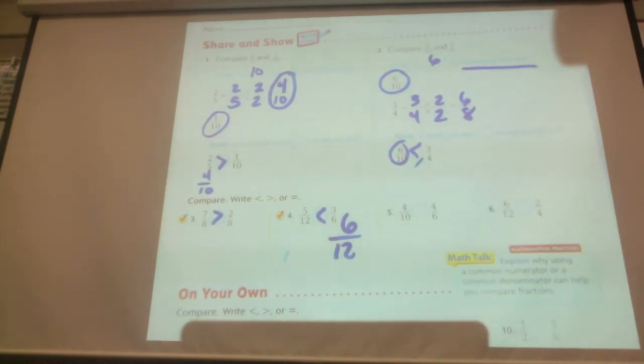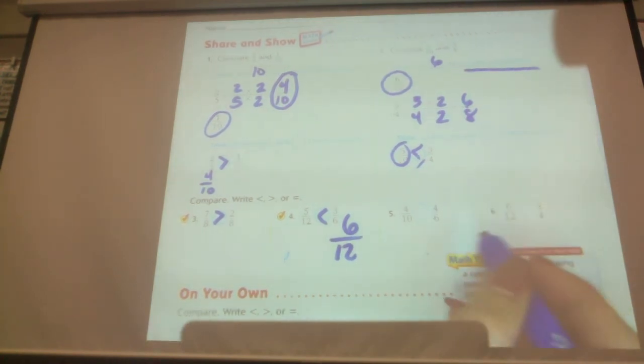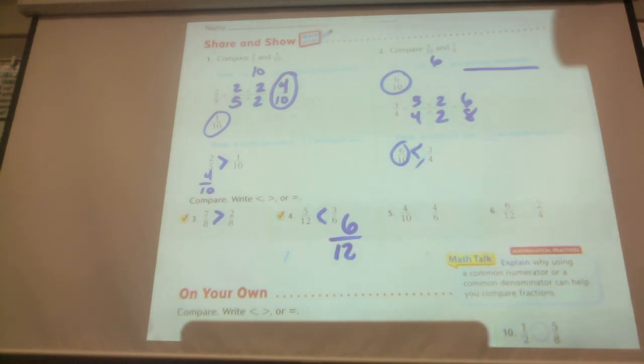Looking at number 5. Do I need to change anything? Yes. No. Okay, I'm getting mostly no's. Sean, explain to me why I don't have to change anything on number 5. What's the top one called? Numerator. The numerators are both the same. Right, so the numerator's the same, so we can compare the size of the parts. Which one has larger parts? 4, 6.